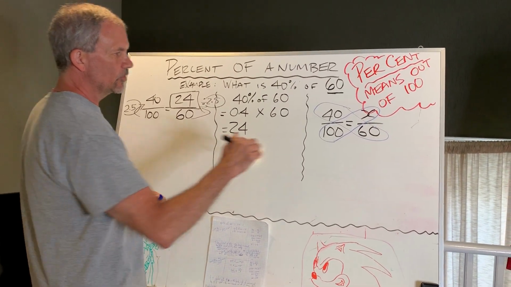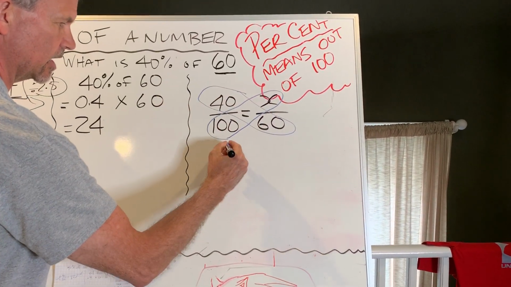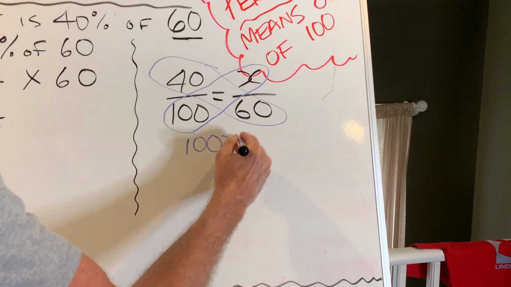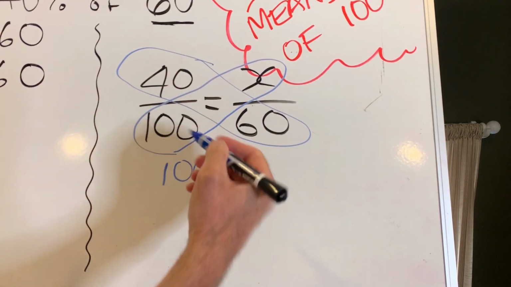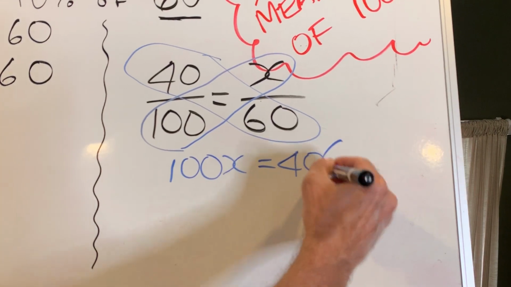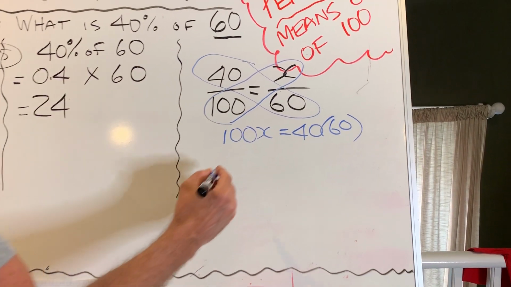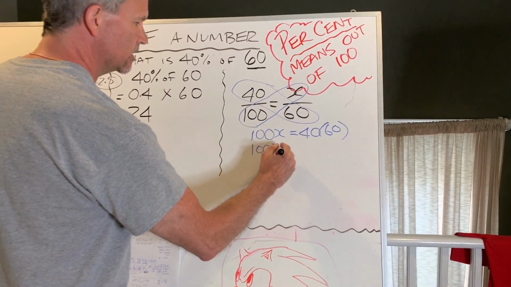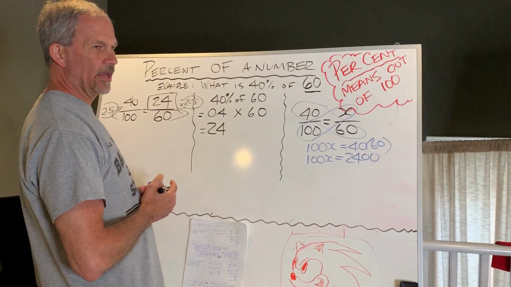And here's how we go. We look where the variable x is. It's 100 and x. So I say 100 times x. So 100x is equal to 40 times 60. So 100x is equal to 2400, right? When I multiply that out.